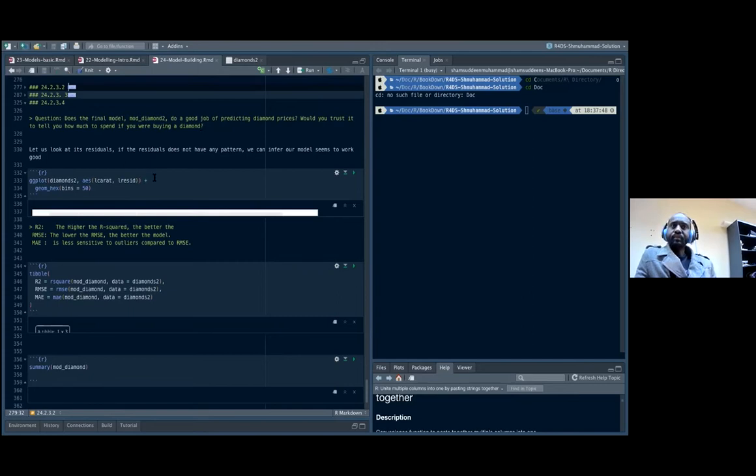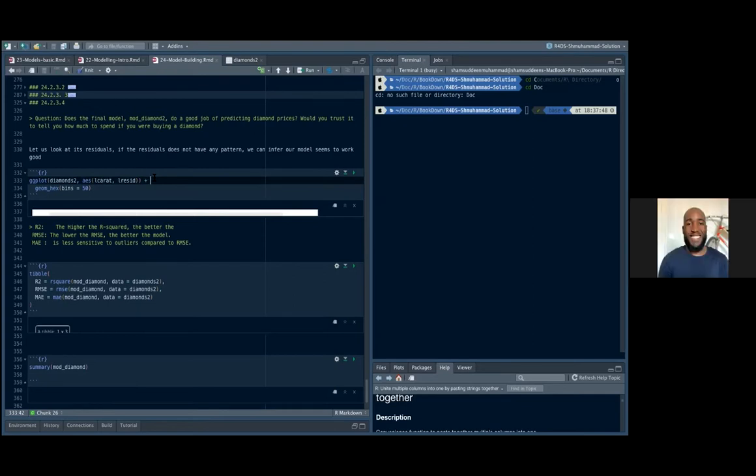So does the final model, mod 2, do a good job of predicting diamond price? This question is basically asking us how good the model is. Does the model have a good performance? So let's look at this.